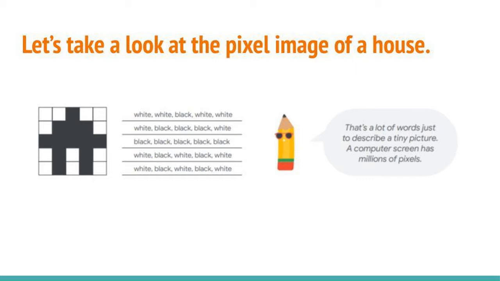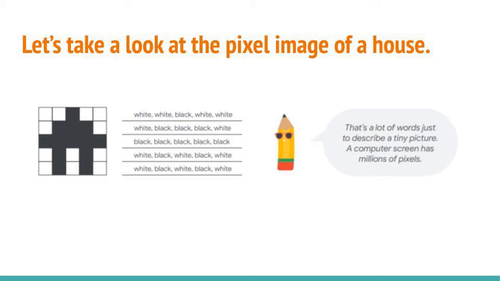One way to describe an image to a computer is to list the color of each pixel in order, kind of like this. Let's look at that first row. I could say white, white, black, white, white. Then the computer would know what that first row of pixels should look like. I could do the same thing with the next row. White, black, black, black, white. And then the next row. Black, black, black, black, black. And so on and so forth until I've created the entire image.